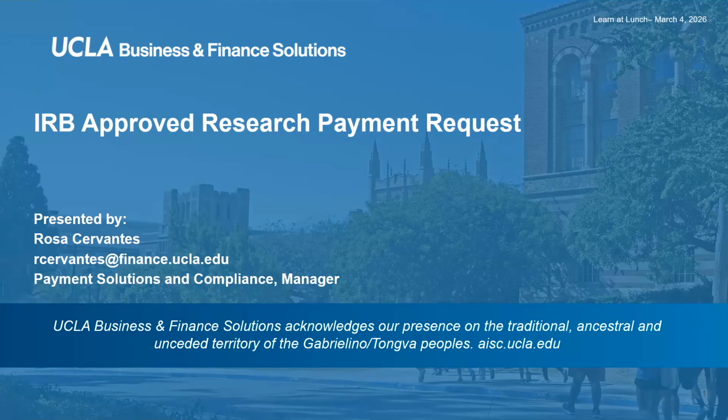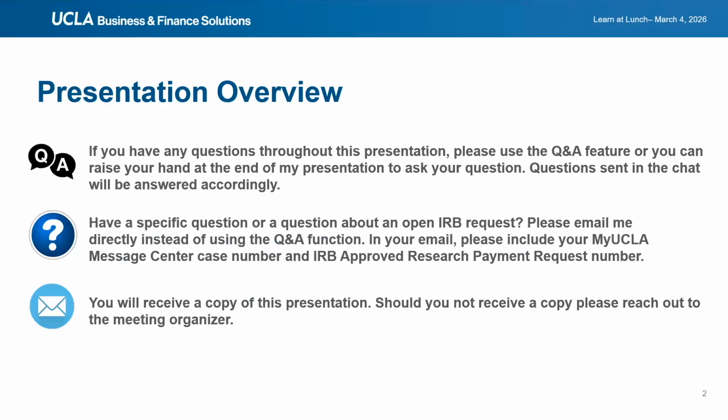In our presentation overview, if you have any questions throughout this presentation, please use the chat feature, or you can raise your hand at the end of my presentation to ask any questions. Questions sent in the chat will be answered accordingly. If you have questions about an open IRB request, please email me directly instead of using the Q&A function. In your email, please include your My UCLA Message Center case number and IRB approved research payment request number.